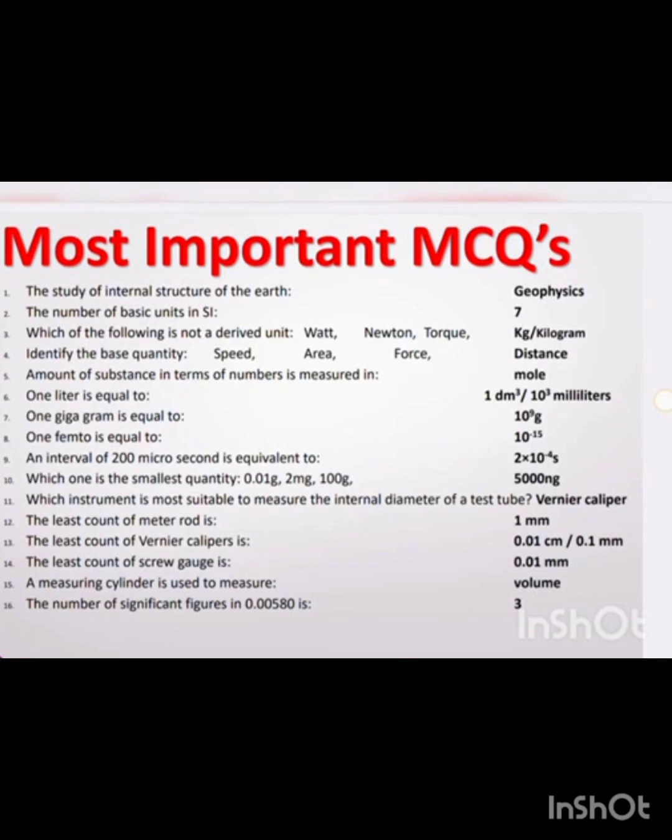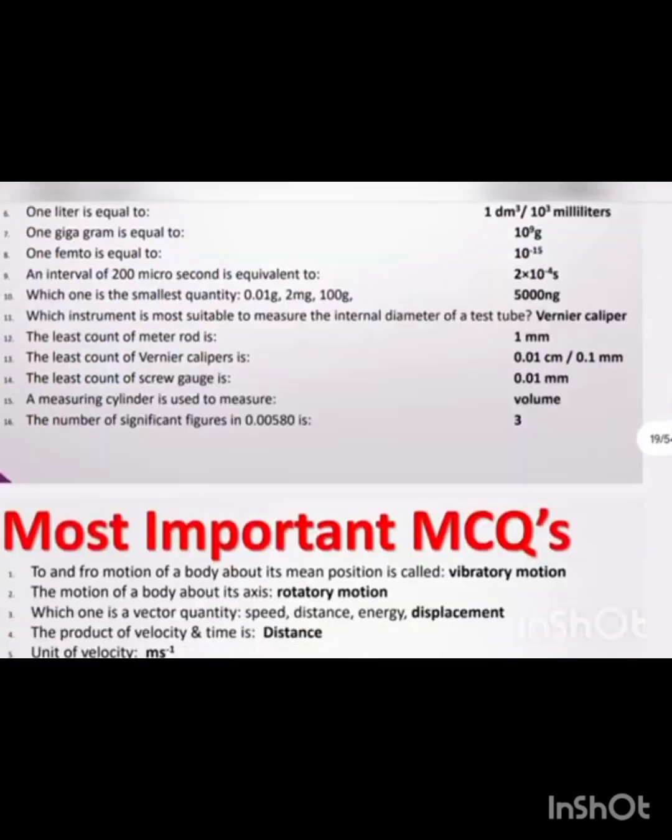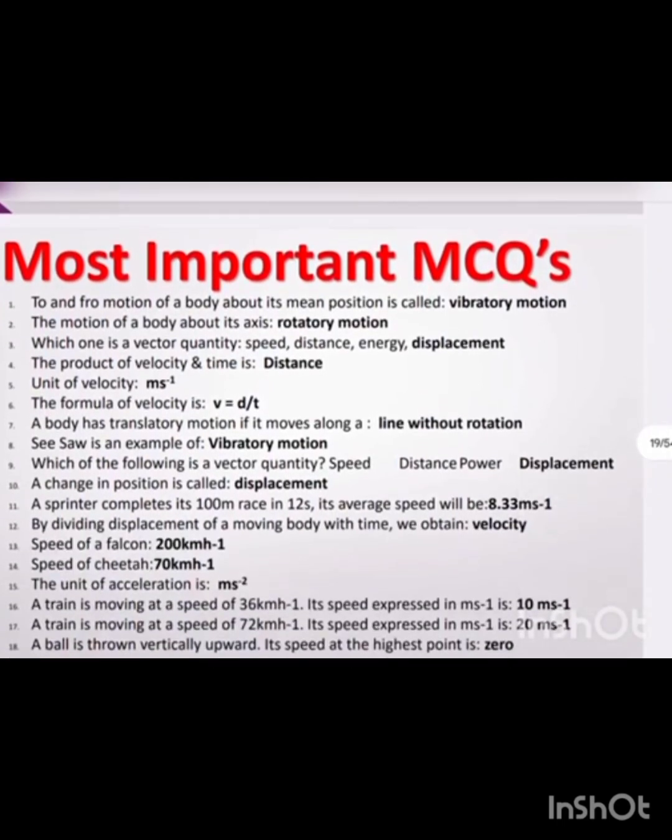The least count of vernier caliper is 0.01 centimeter. The least count of screw gauge is 0.01 millimeter. A measuring cylinder is used to measure volume. The number of significant figures in 0.00580 is 3.